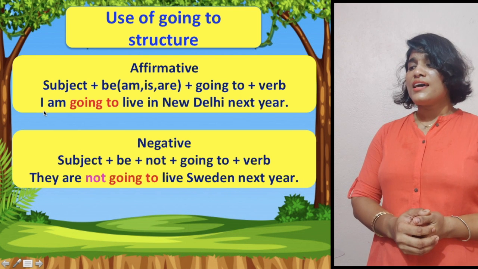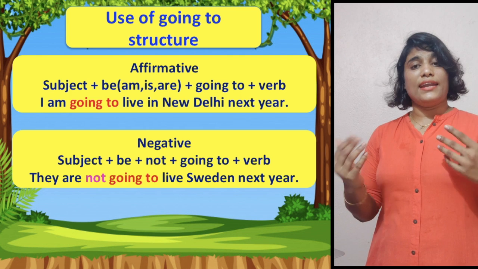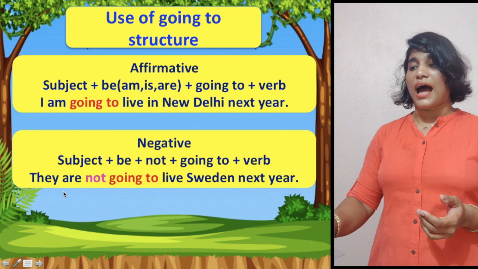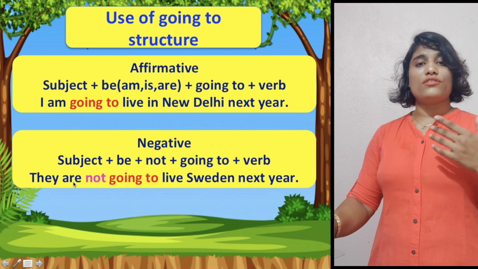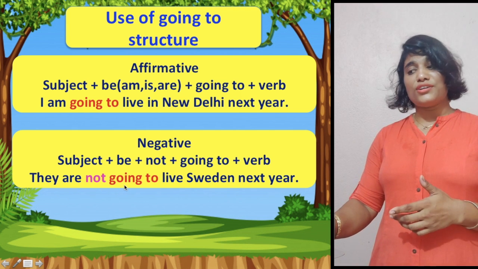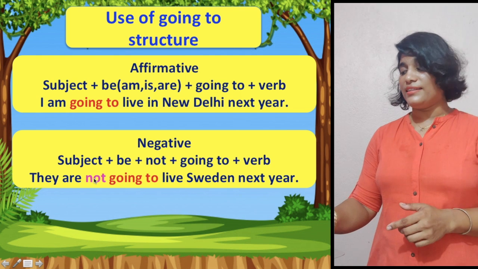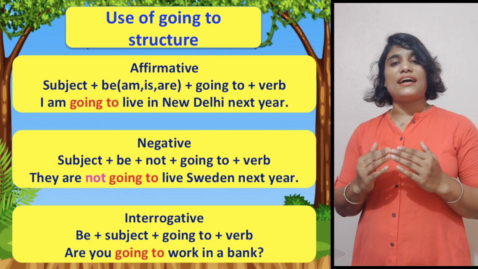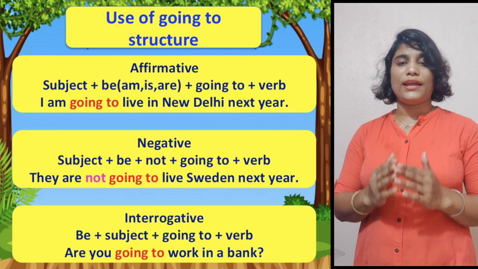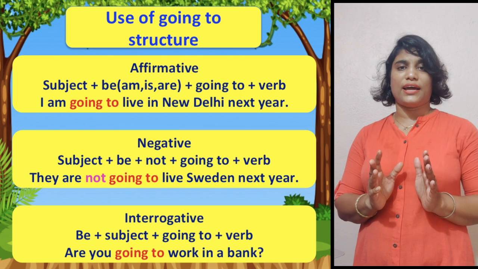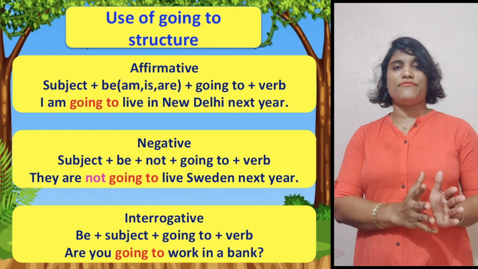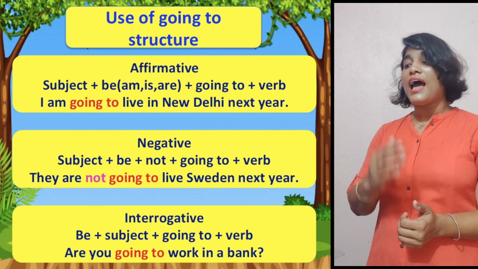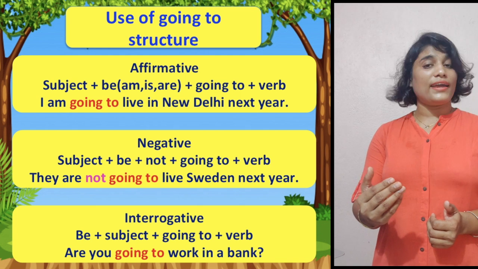In the next sentence, they are going to leave Sweden next year. Here, they are not going to leave Sweden. In between the auxiliary be and going to, you find the negative sign, that is not. And in interrogation, the structure is always the same. However many interrogative sentences you write, you just put the auxiliary verb at the beginning of the sentence. So the sentence begins like that: are you going to work in a bank?